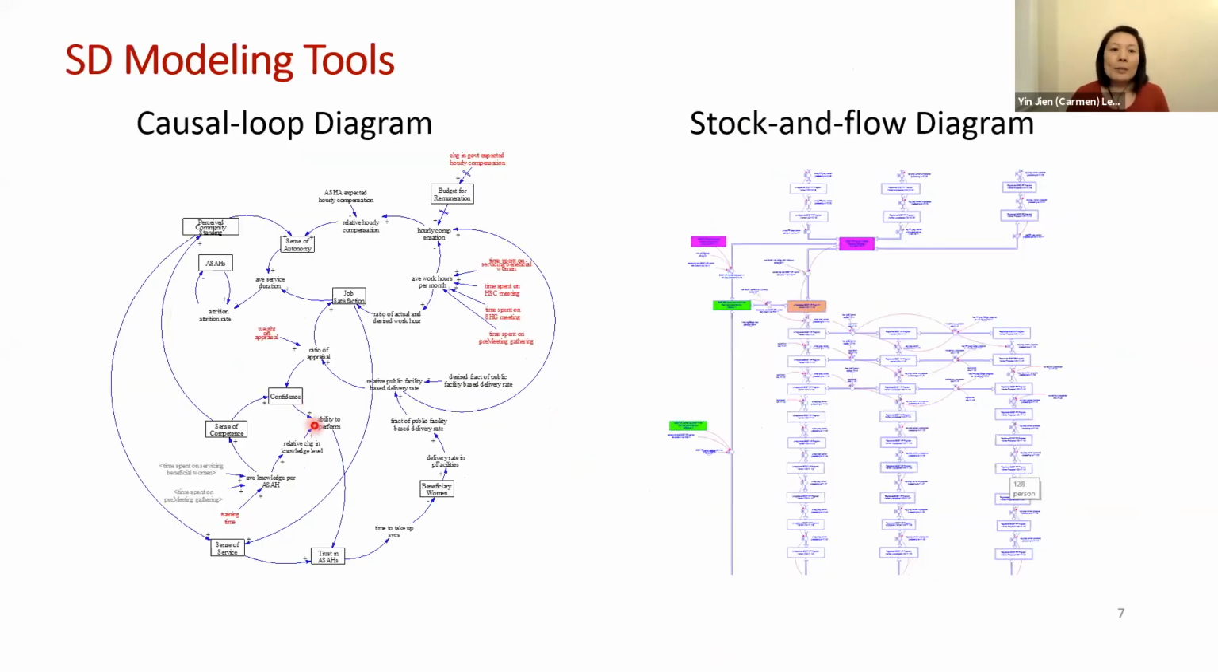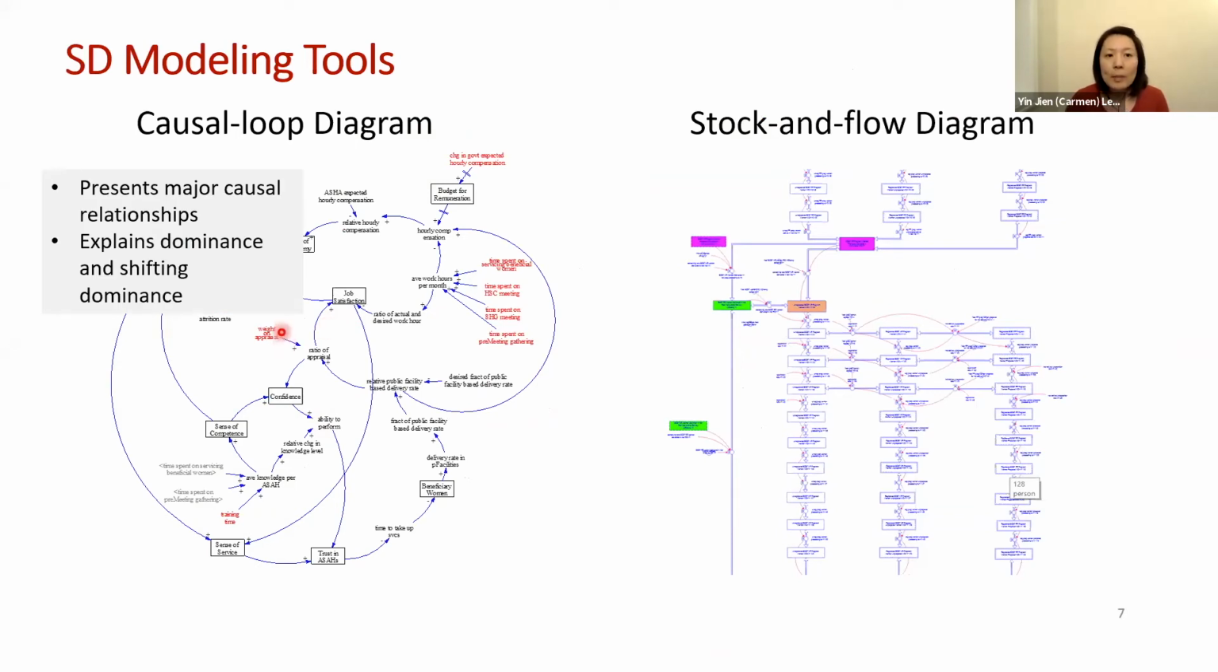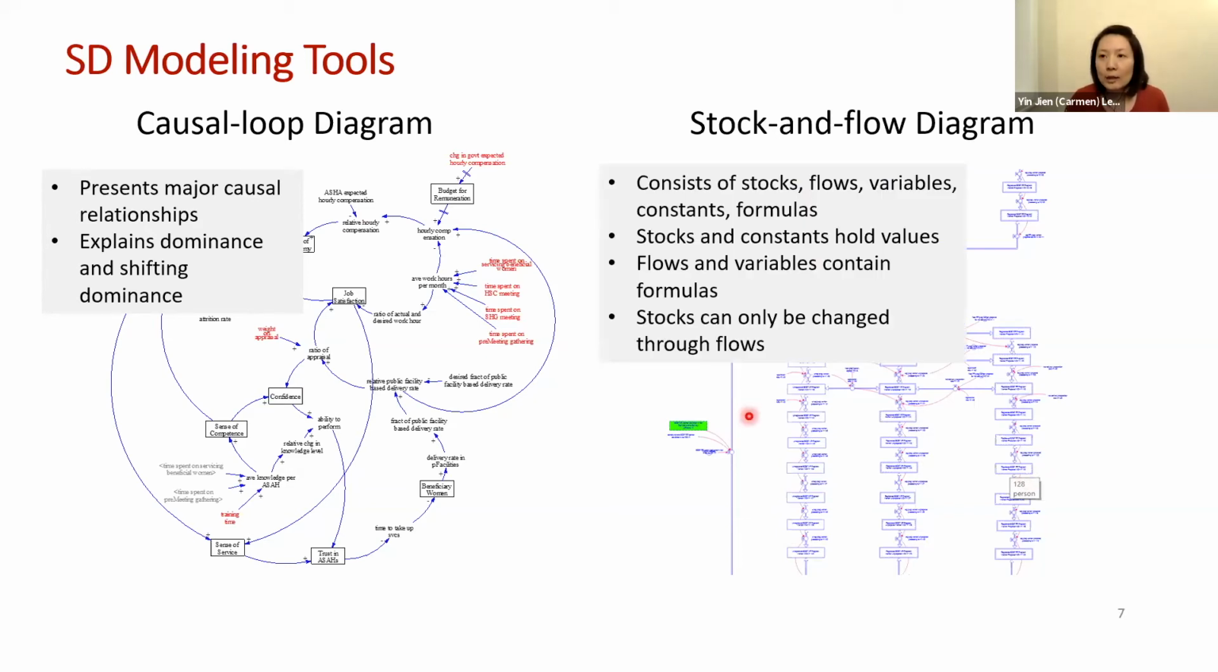These are 2 snapshots of a causal loop diagram and a stock and flow diagram. Causal loop diagrams are useful in presenting major causal relationships that give rise to the problematic behavior. It is also used to explain dominance and shifting dominance between these causal loops. Whereas stock and flow diagram is the actual quantitative model. It consists of stocks, flows, variables, constants, and formulas. Stocks and constants hold values, while flows and variables contain formulas. And stock can only be changed through flows. That means that stocks can only be changed through these equations.